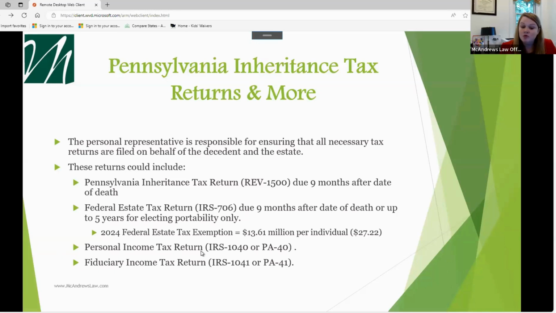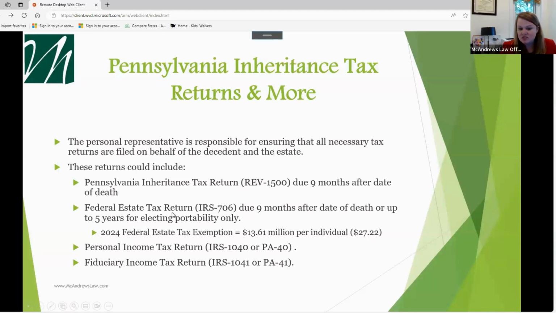If you estimate your tax liability and prepay it within 3 months of the date of death, you get a 5% discount on whatever you paid. That's not mandatory, but why pay the state of Pennsylvania any more than you have to? You can get an extension on the Pennsylvania inheritance tax return, but just remember that interest will start accruing at 9 months and 1 day, and that runs with the prime rate.